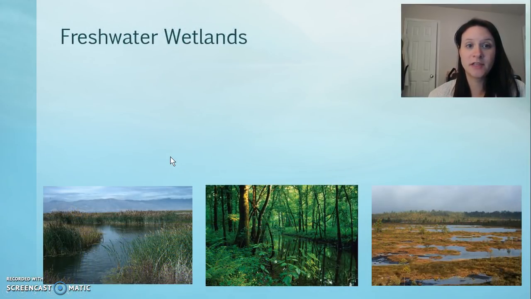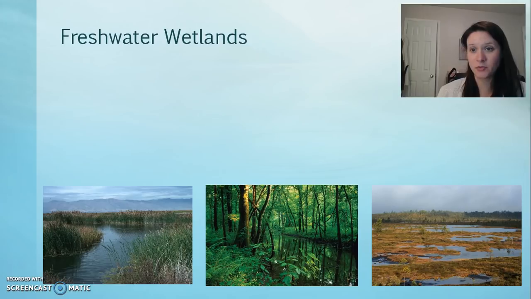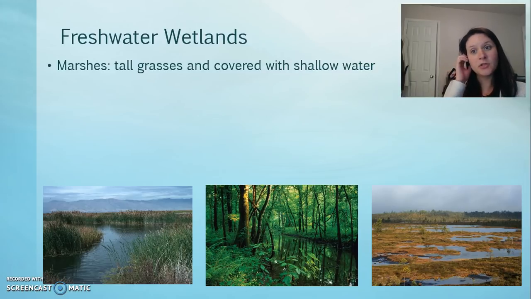Okay, so there are two different types of wetlands we're going to talk about. The freshwater is up first. So there are three most common kinds of freshwater wetlands, which are found mainly in freshwater sources. So the first one is the marshes.